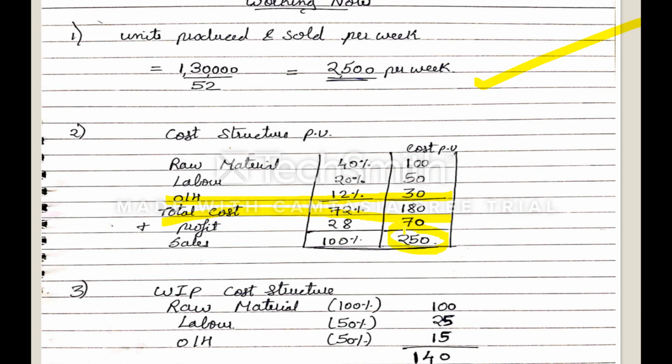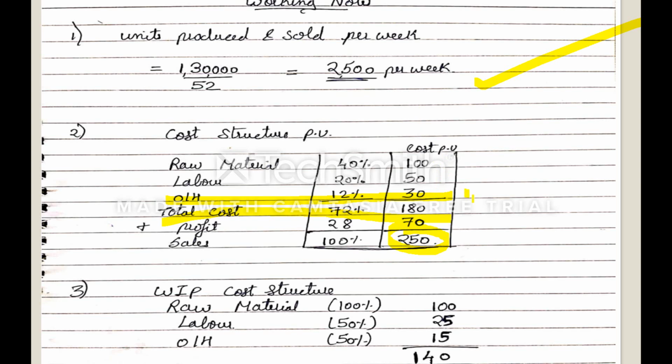If 100% is rupees 250, then for 40% how much will it be? Cross multiply, or simply remember, each and every cost acts as a certain percentage of sales. So raw material is 40%. 40% of what? 250, which is the selling price. So 40 upon 100 into 250 comes to 100. Labor 20%, so 20 into 250, I'll get 50. These are my cost per unit.